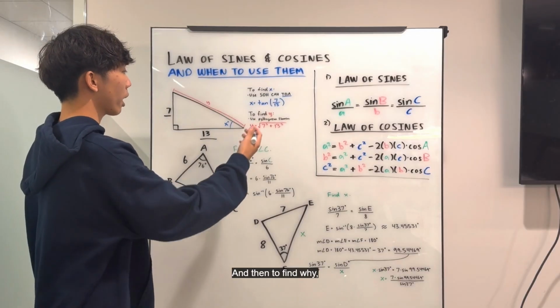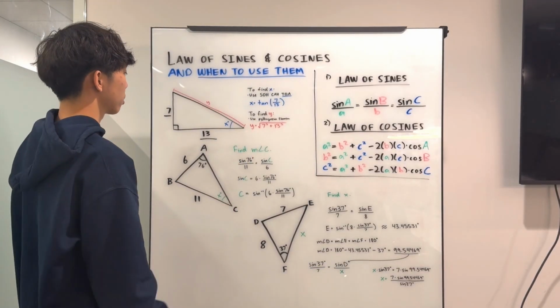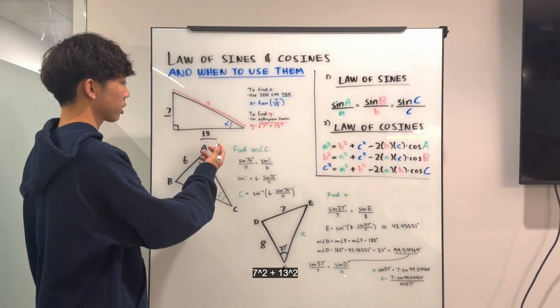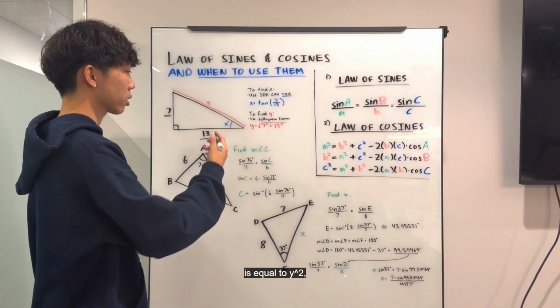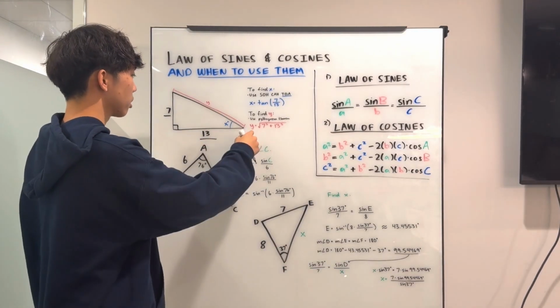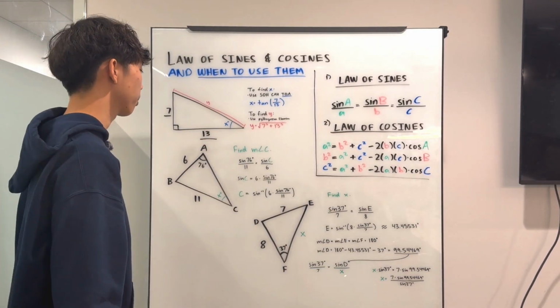To find y, we would use the Pythagorean theorem. So we'd say that 7 squared plus 13 squared is equal to y squared, and then we square root both sides. So that's how we get to this answer right here.